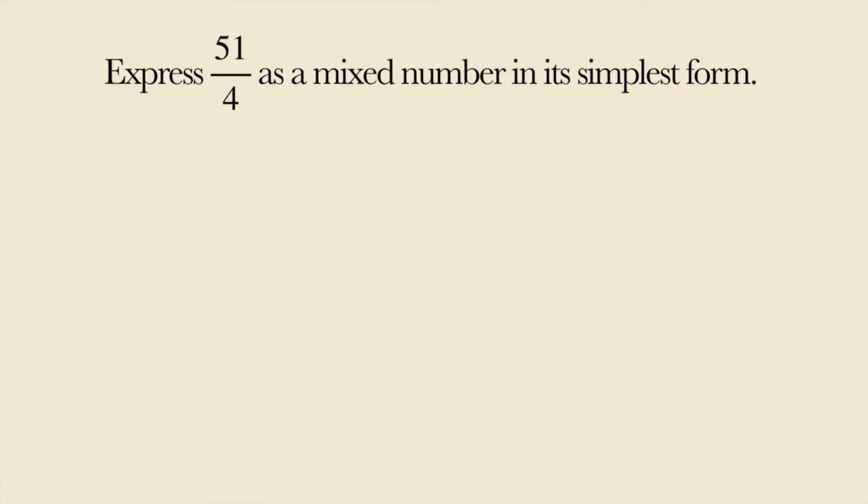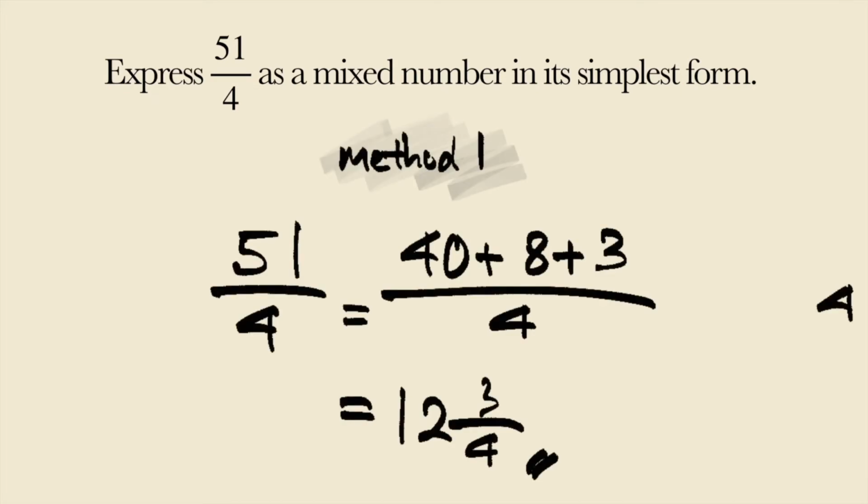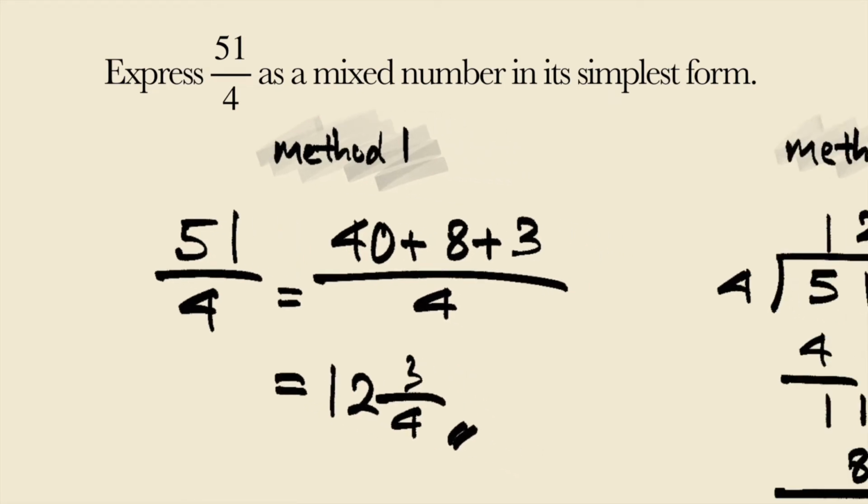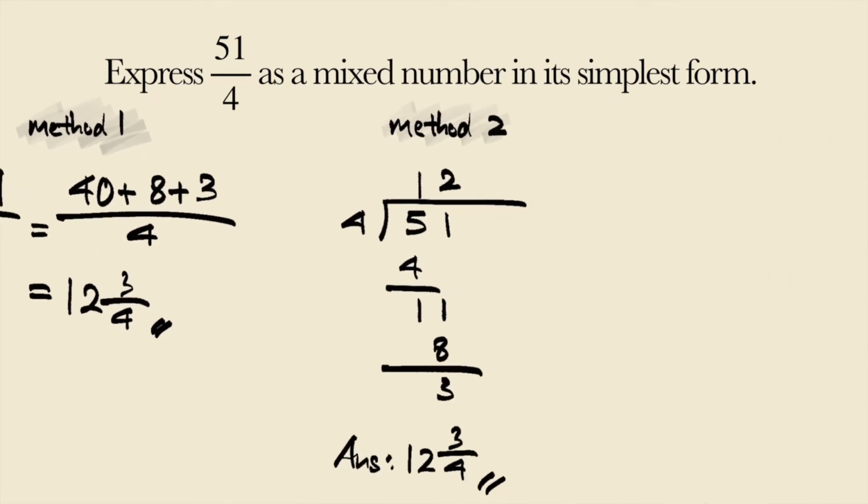Okay, right now we have this to be expressed as a mixed number. So method 1 is to basically split it up into multiples of 4. For example, 51 is made up of 40 and then an 11, right? But I don't want to write 11. 40, 8, and 3. Why? Because this is 10 and a 2. So that's 12. Remainder 3 over 4. So the more you do this, the faster you get, the more you can skip long division, which you can do, it's just slower.